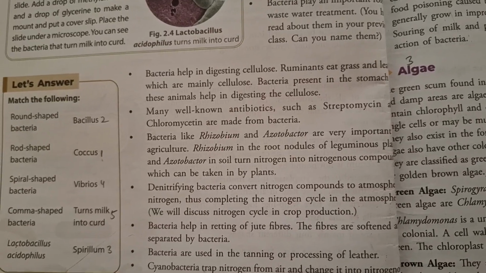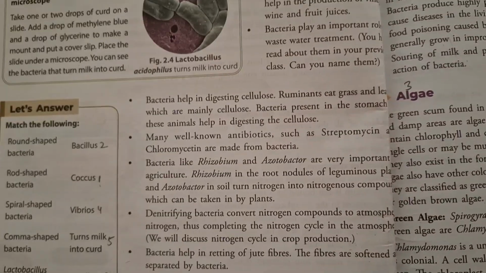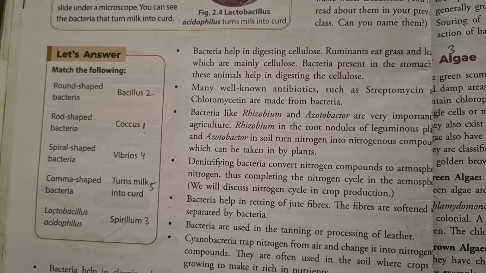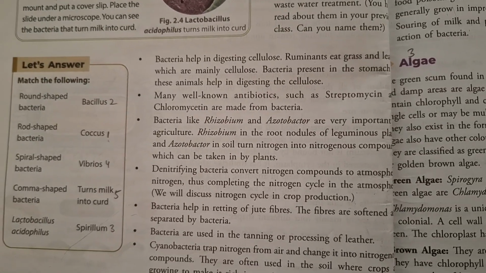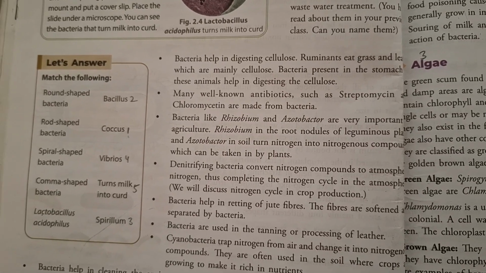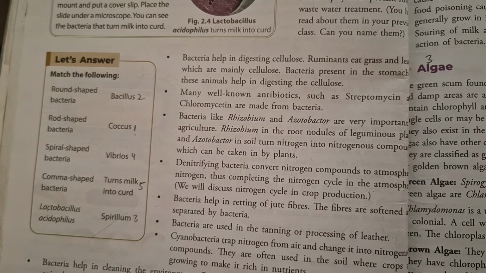Ruminants eat grass and leaves, which are mainly cellulose. Bacteria present in the stomach of these animals help in digesting the cellulose. Many well-known antibiotics such as streptomycin and chloromycetin are made from bacteria.